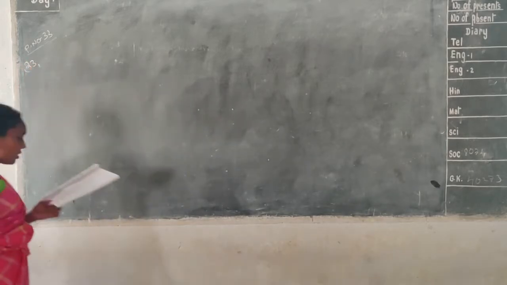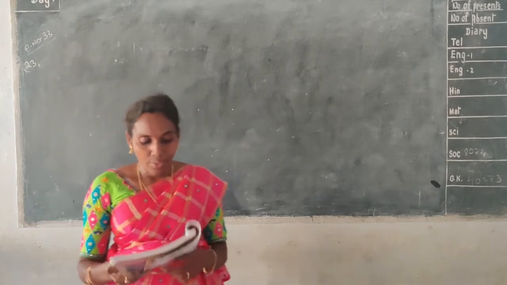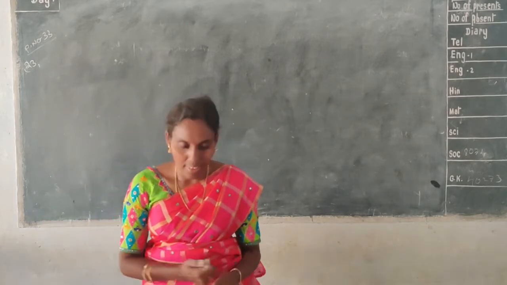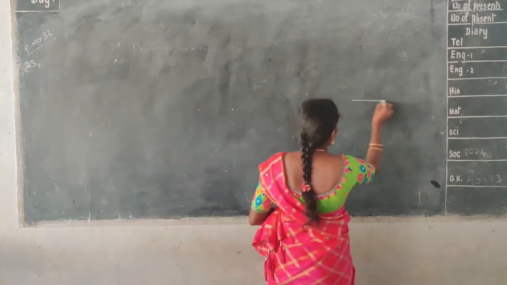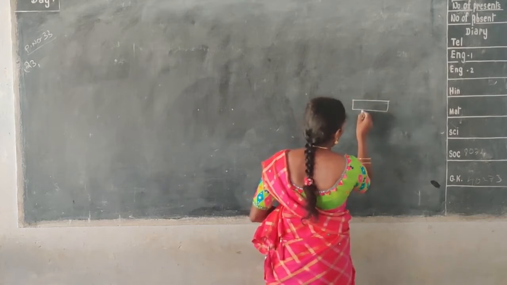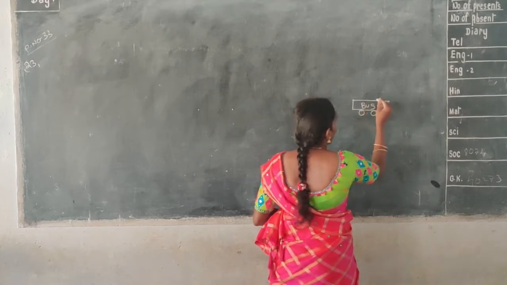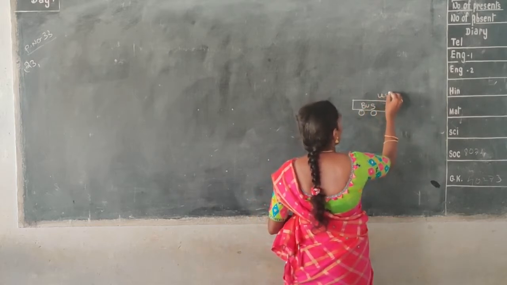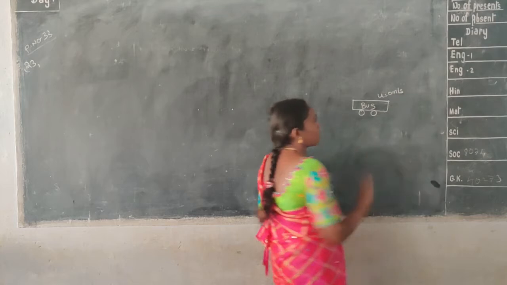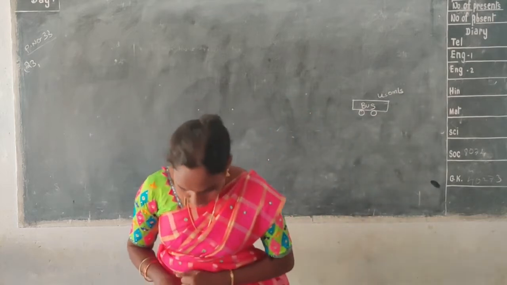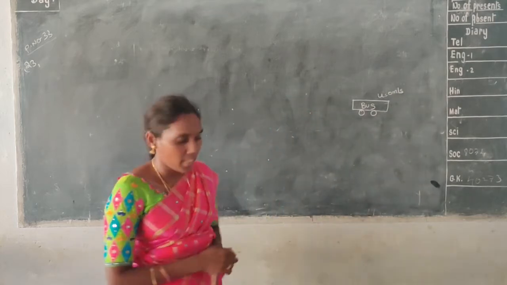23. See, a man is 40 meters behind a bus which is at rest. Now this is the bus. The bus is in rest position. That means the initial speed of the bus is equal to 0 meter per second. A man is 40 meters behind a bus.